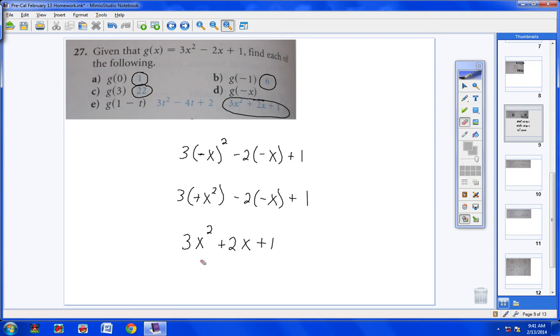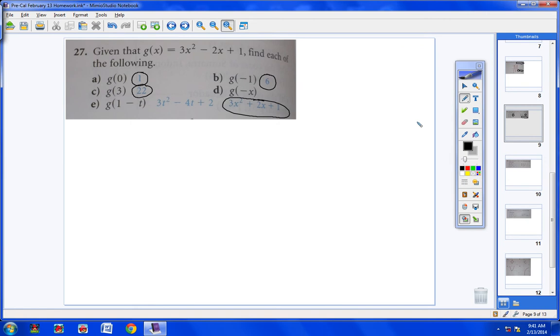And then lastly, letter E. Letter E. 1 minus t. So 3(1 minus t, quantity squared) minus 2(1 minus t) plus 1. Okay? Now, first of all, you do your exponents. Don't forget, you cannot multiply this 2 through times the powers because you have 2 terms right here. And whenever you have 2 terms, you can't do that. Instead, you have to write out 1 minus t 2 times, like this.